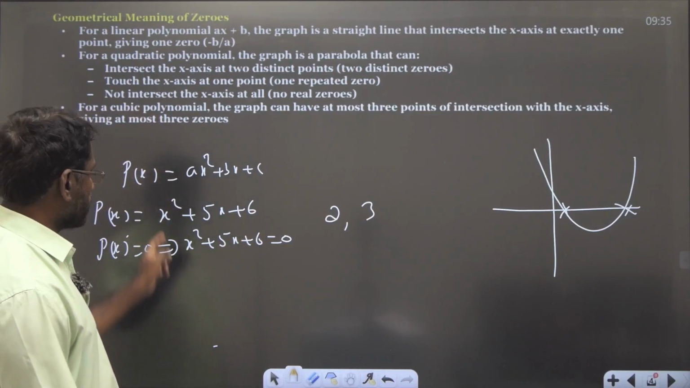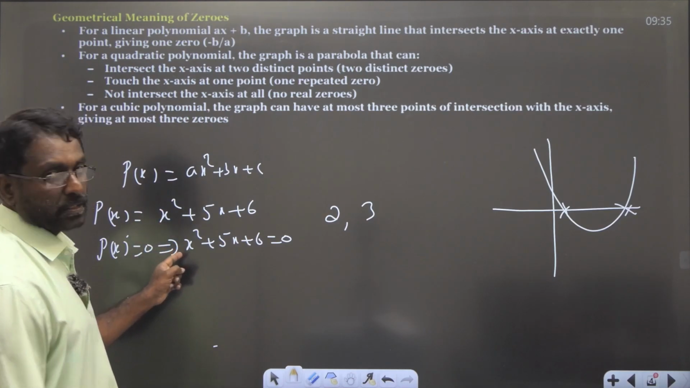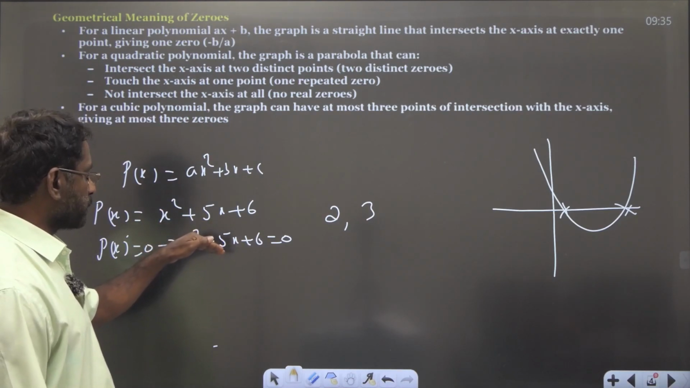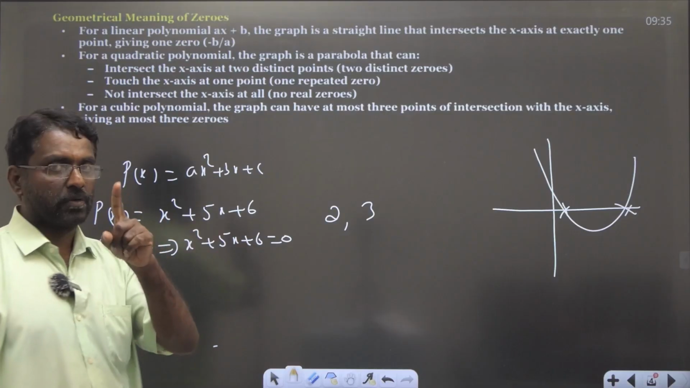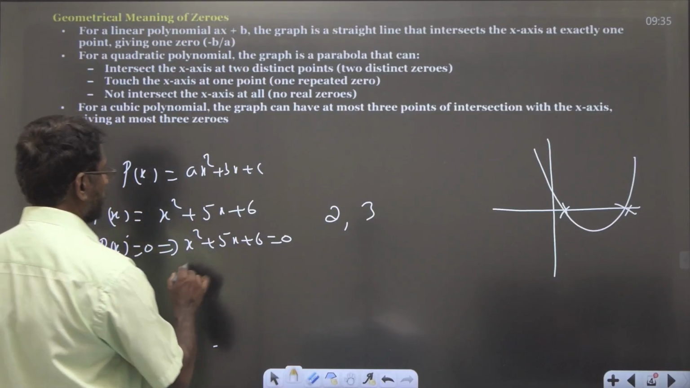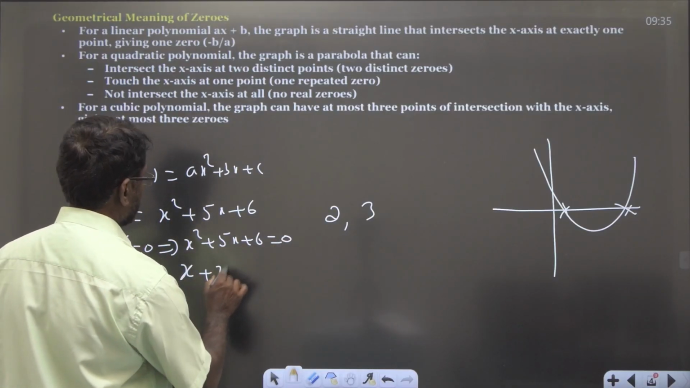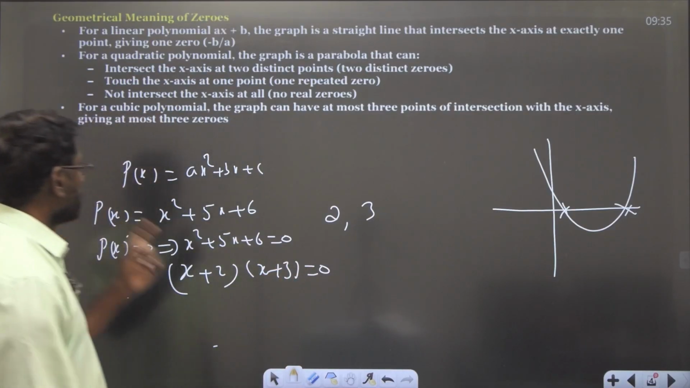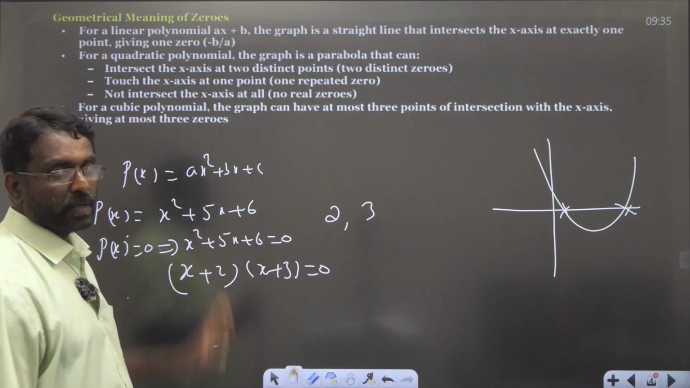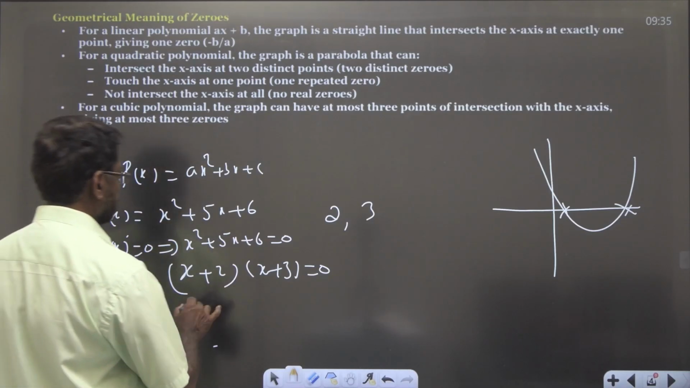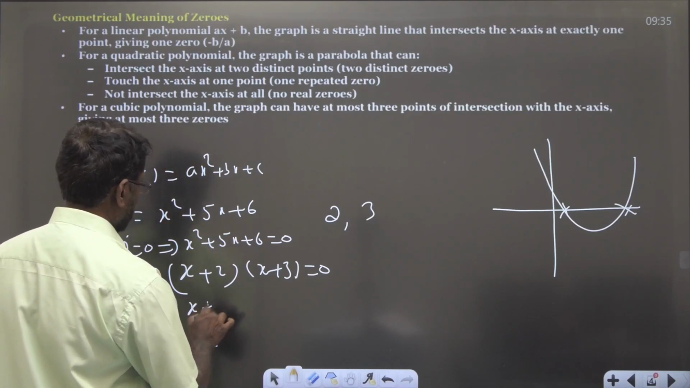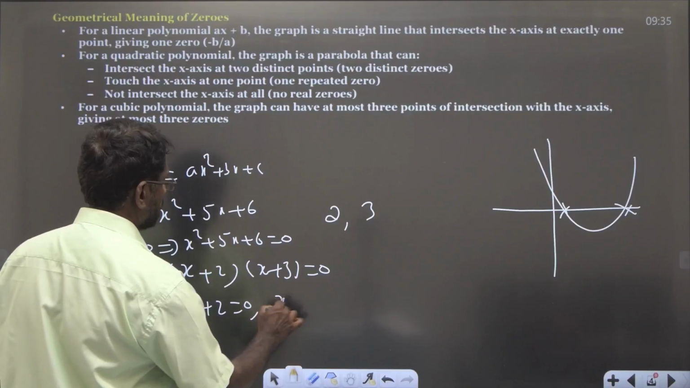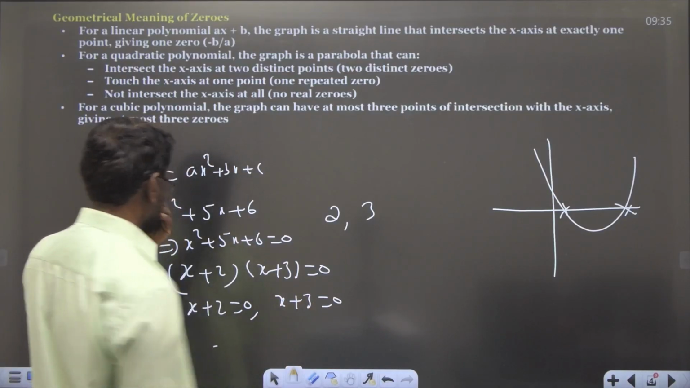You always check whether the coefficient of x square is 1 or not. This method is possible only when the coefficient of x square is 1. Okay, right? So we can write it as (x plus 2) into (x plus 3) is equal to 0. (x plus 2) into (x plus 3) is x square plus 5x plus 6. This implies x plus 2 equal to 0 or x plus 3 is equal to 0.